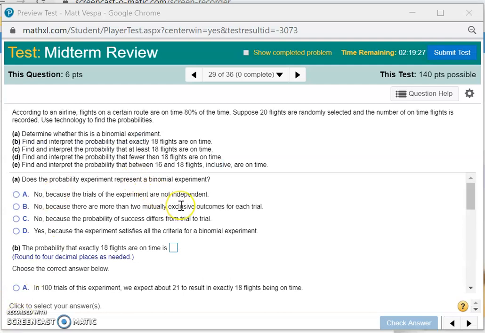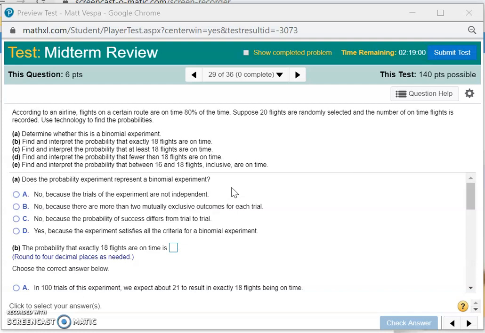Then I jump to a problem like this, right? And this is also a probability problem, okay? Now there's a little bit of a tip-off in part A, but the place that we want to get to is where if they didn't have part A there, we read this and say, oh, according to an airline, flights on a certain route are on time 80% of the time. They're actually already giving us a probability. So it's a probability question that's already giving us a probability.